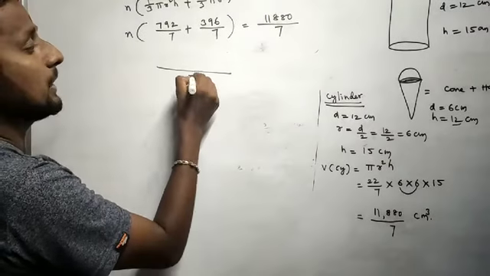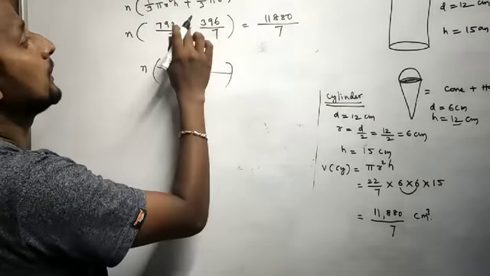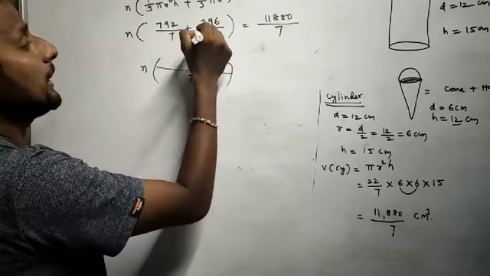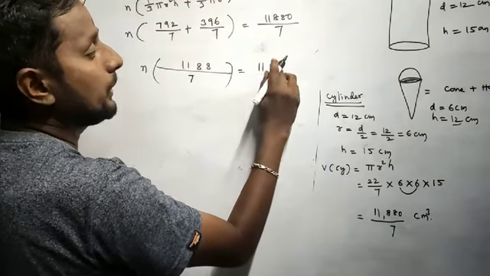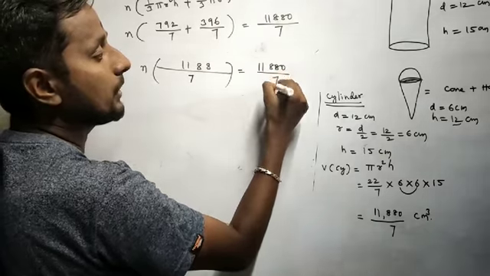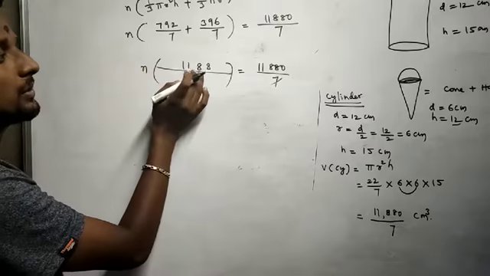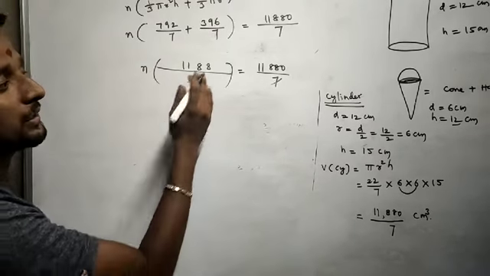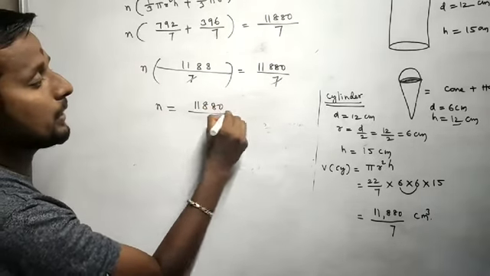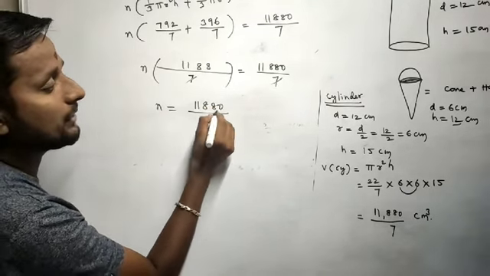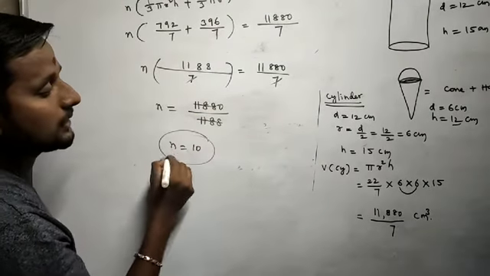2 plus 6 is 8, 9 plus 9 is 18, 1 carry 1, that is equal to 1188. 0 by 7, and 7 and 7 get cancelled, denominators. n into 1188 is multiplying, so when it goes across it divides, so n is equal to 11880 by 1188. You can see very clearly, correct? Same number, so it gets cancelled, 10 times.